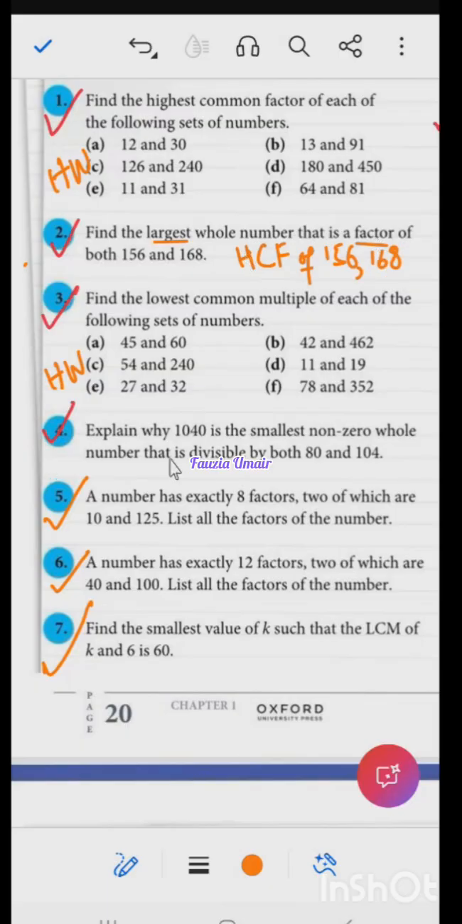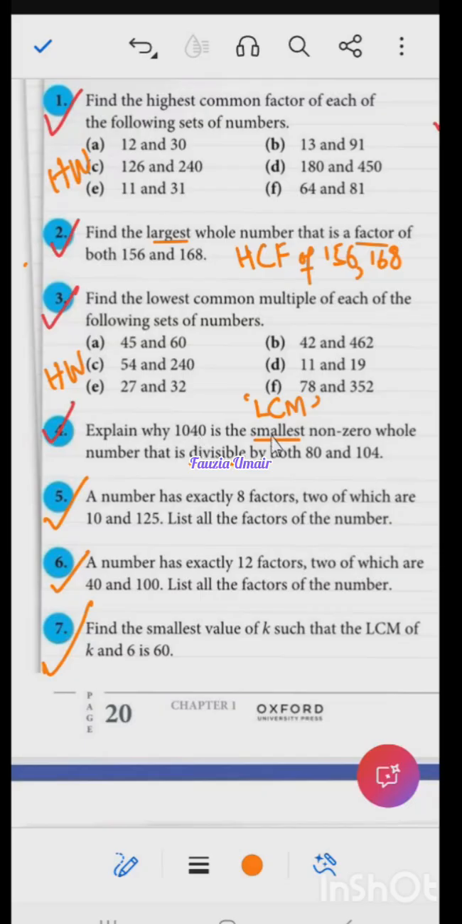ठीक है, so now question number 4 is: explain why 1040 is the smallest non-zero whole number that is divisible by... एक तो स्मॉलेस्ट वर्ड है और एक है डिविजिबल बाय. सो किसकी तरफ इशारा है? What do we need to do? स्मॉलेस्ट है तो इट इज एल, यानी कि एलसीएम है. डिविजिबल है तो इसका मतलब है डिविजिबल या मल्टीप्लिकेशन टेबल, हम हमेशा एलसीएम में कहते हैं. We need to prove in this question that LCM of 80 and 104 is 1040. ठीक है, this is what we need to do.